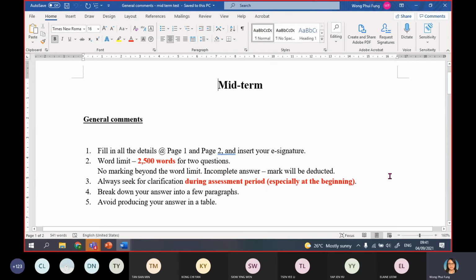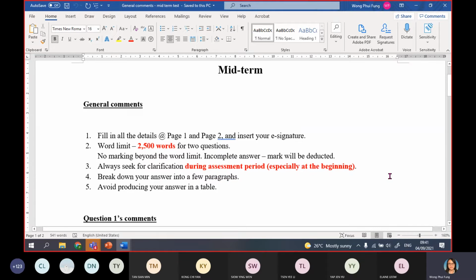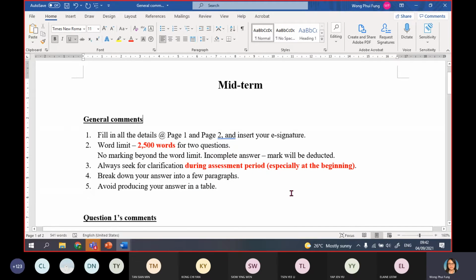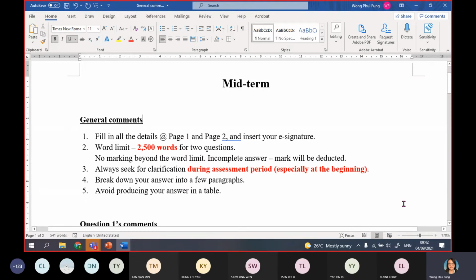Before I go through the questions one by one, some general comments that I hope all of you will please take note of. I already mentioned that you have to fill in all the details on page 1 and page 2, and insert your e-signature. But still a few students didn't fill in. Even the name wasn't filled in. You didn't fill in ID, never mind. But why didn't you fill in your own name? Then page 2 you also left blank. Or maybe you filled it in, but you didn't insert your e-signature.